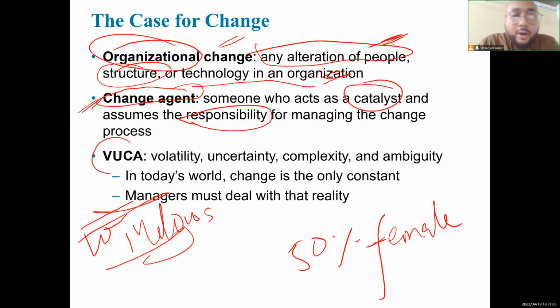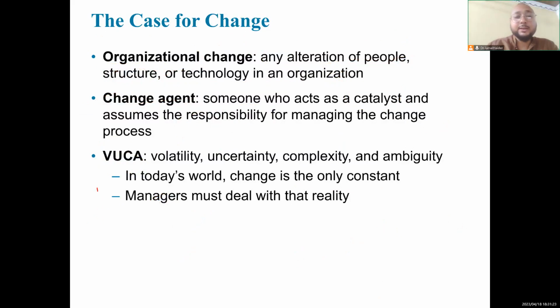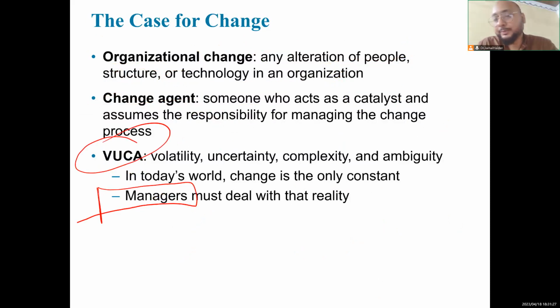And what do we mean by VUCA? VUCA is a military acronym that reflects today's world, that in today's world change is the only constant, which means volatility, uncertainty, complexity, and ambiguity. And in real life, managers are dealing with this VUCA. Either they are dealing with ambiguity, complexity, uncertainty, or volatility.